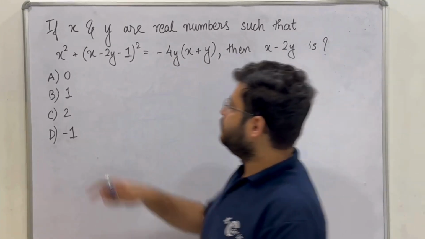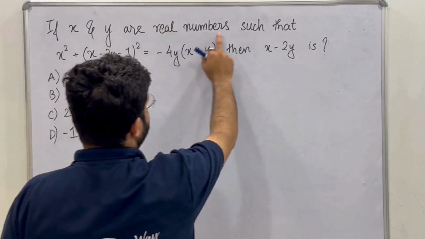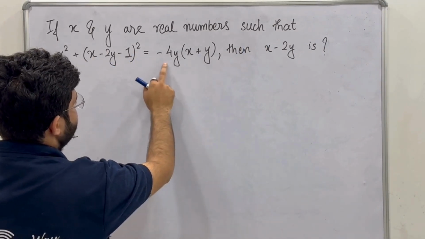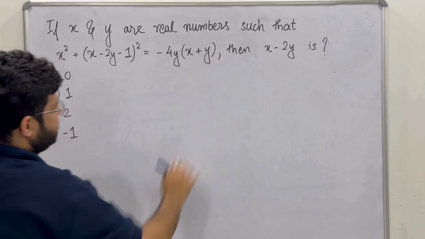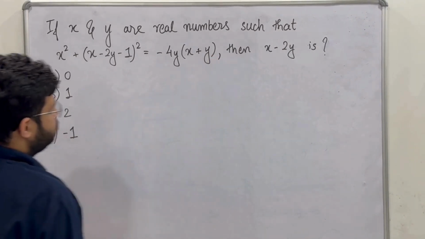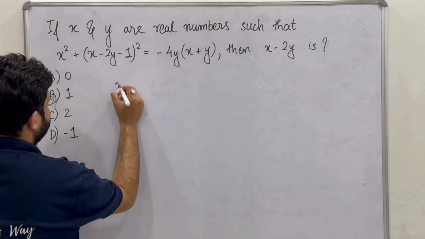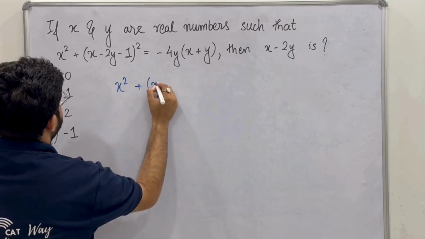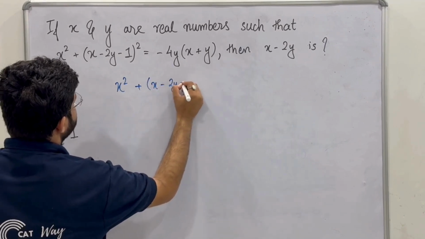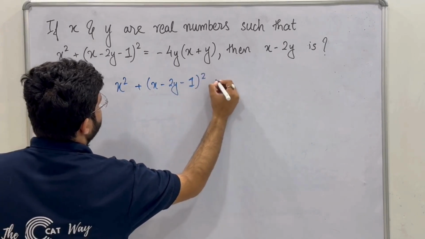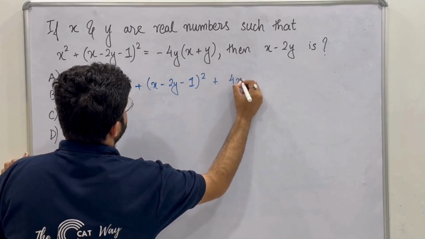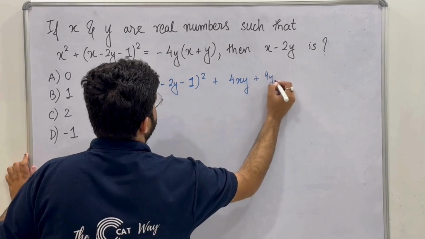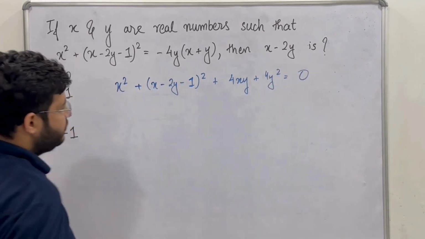The second question, what do we have? If x and y are real numbers such that (x square plus x minus 2y minus 1) whole square is equal to minus 4y multiplied by (x plus y), then the value of x minus 2y is, right? So let's rewrite the equation. What do we have? x square plus (x minus 2y minus 1) whole square plus 4xy, and plus 4y square is equal to 0, correct?